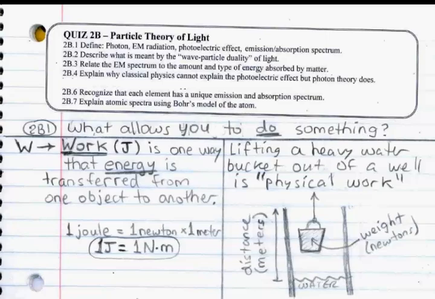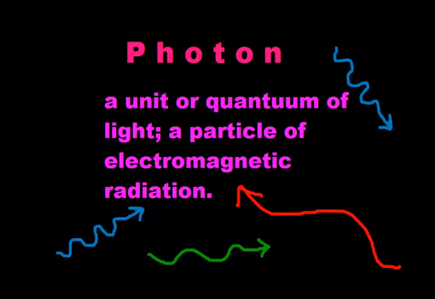What's mainly different about quiz 2B is the introduction of the concept of the photon, or viewing light as photons, a unit or quantum of light, a particle of electromagnetic radiation. So this idea of picturing light coming in packets of little particles. This would be a blue photon, a green photon, a red photon. It changes our perception of the way light works and helps us describe some phenomena better than the wave theory of light might.